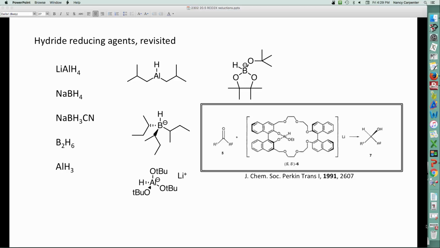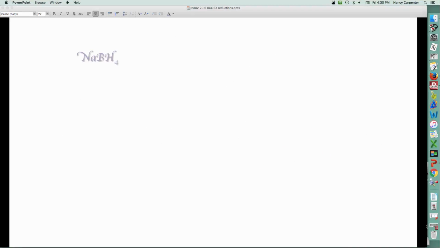So, we could even have super funky, crazy hydride reducing agents like this one, where there's my hydride, and the whole thing about this one is that it's chiral, so that I can actually carry out a reduction of this ketone to this alcohol enantioselectively, and don't worry, we're not going to go there in this class, but it's very cool stuff.